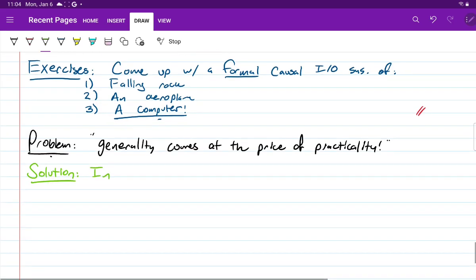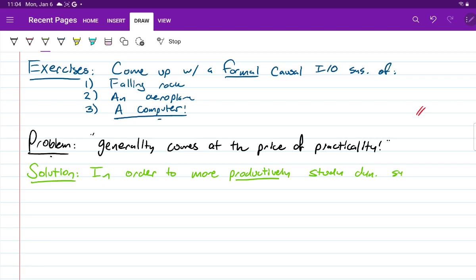So what we have is, in order to more productively study dynamical systems, we must add more structure. All right? So you could think of this super general definition we outlined above as really some general scaffolding, right? Some very basic framework for what a dynamical system is.